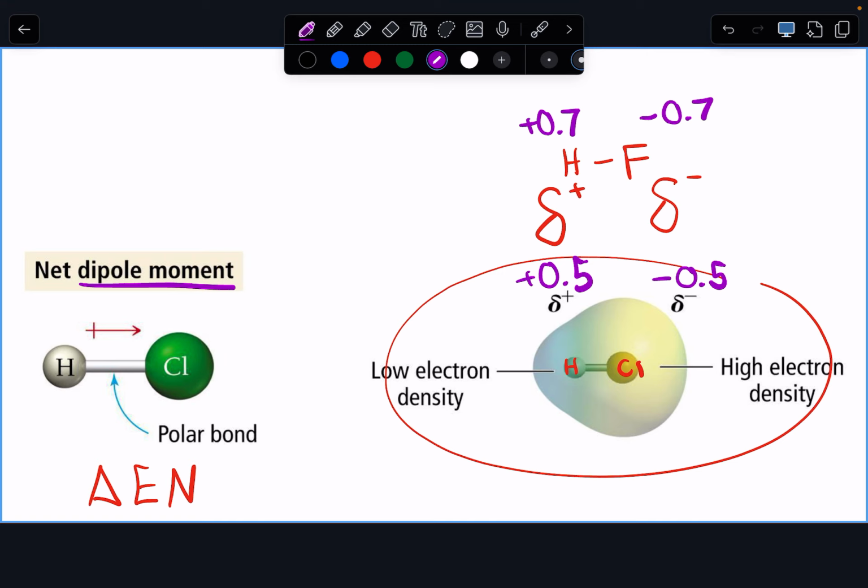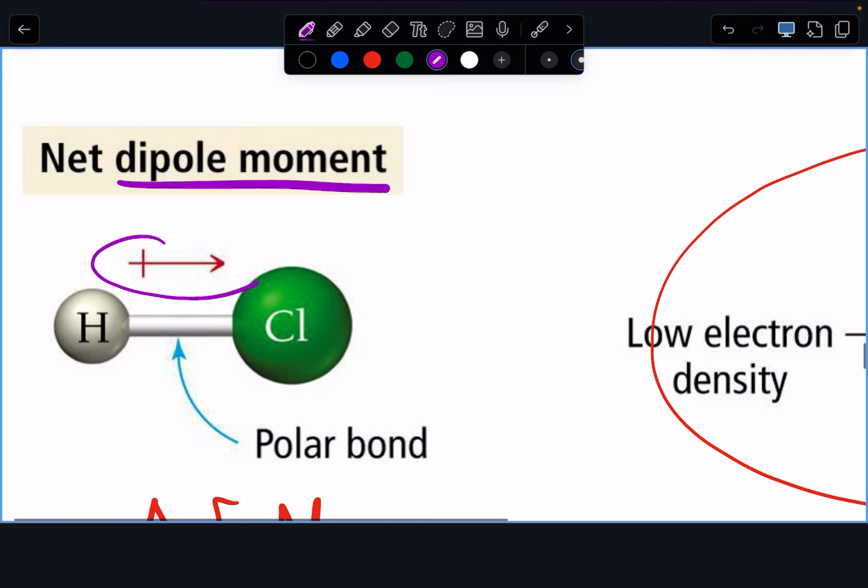Dipole meaning polarity. Think of it as tied to that. So this little arrow here is to represent a dipole moment or a difference in charge. The size of the arrow represents how big that difference in charge is. And the arrow starts with this little positive side and then points towards the negative.